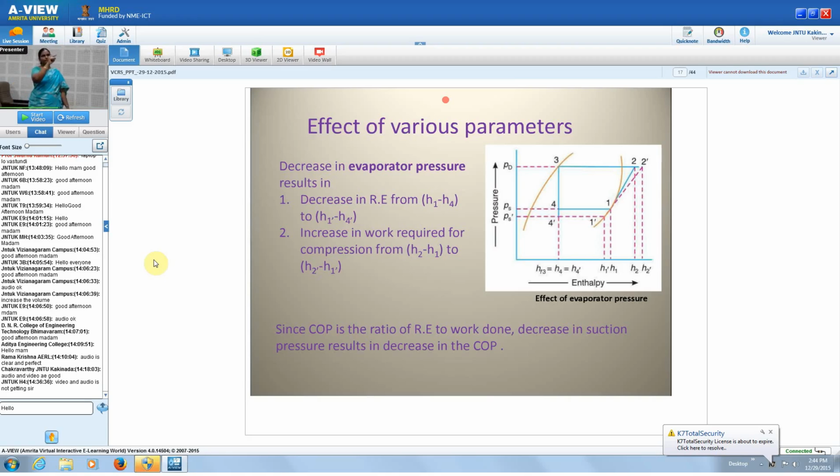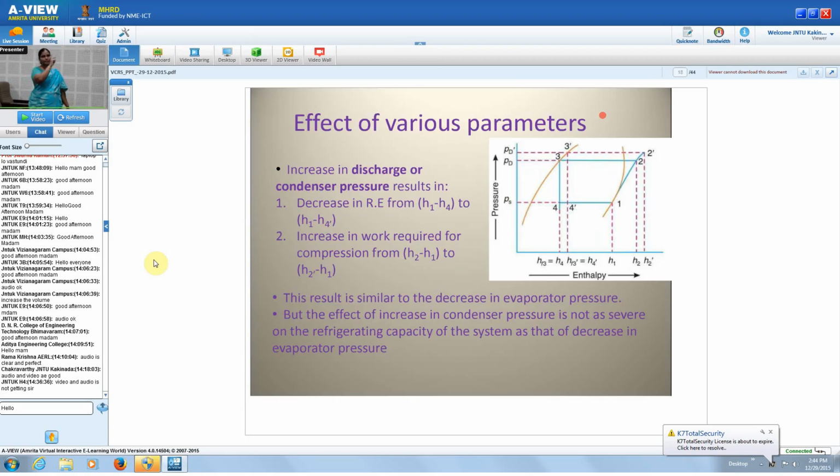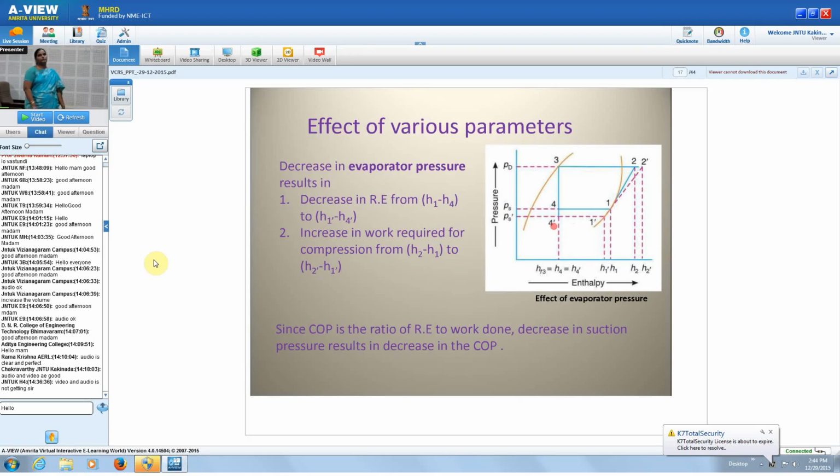So 4-1 is the actual refrigerating effect process, or the evaporation process. Okay, so if that pressure is decreased to 4 dash 1 dash, where the actual process is 4-1, then what is the effect on COP?